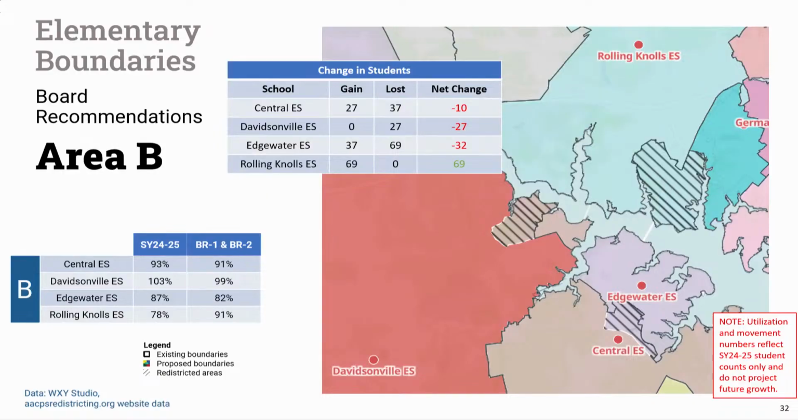Under BR1 and BR2, Edgewater Elementary gains 37 students from Central Elementary. And notably, BR1 and BR2 move 69 students out of the Edgewater Elementary School in the South River feeder to Rolling Knolls Elementary in the Annapolis feeder. This adjustment reduces the utilization of Edgewater Elementary to 82% and raises utilization at Rolling Knolls to 91%.